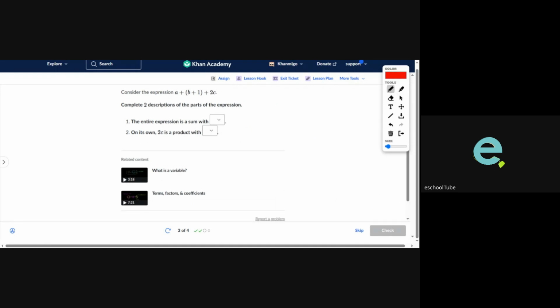अब कौन बताएगा? Consider this expression. Complete. अब इसको the entire expression is a sum with... अब इसमें कौन सा करेक्ट है? 3 factors, 4 factors, 3 terms, 4 terms. 3 factors. 3 factors.